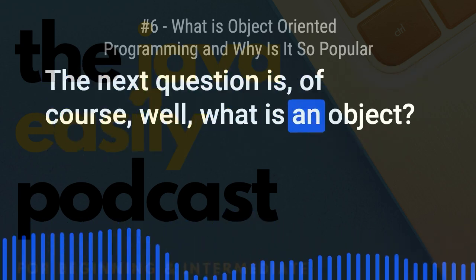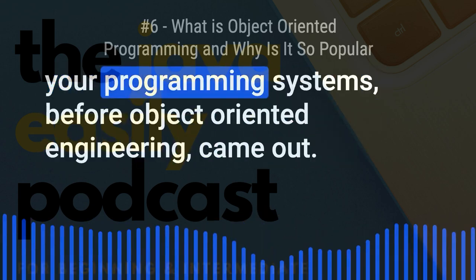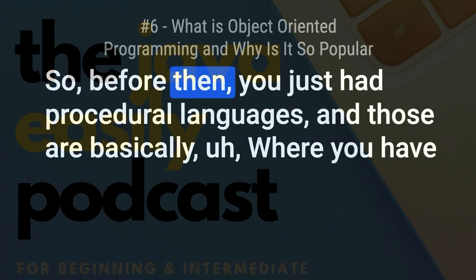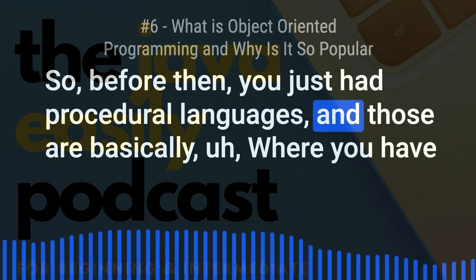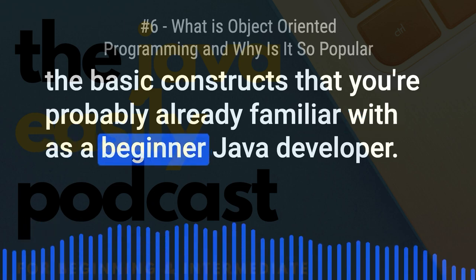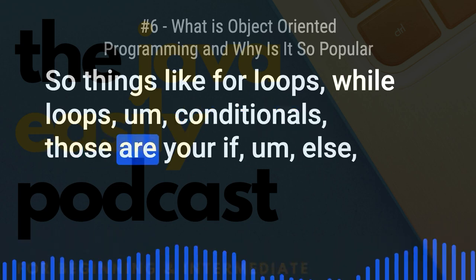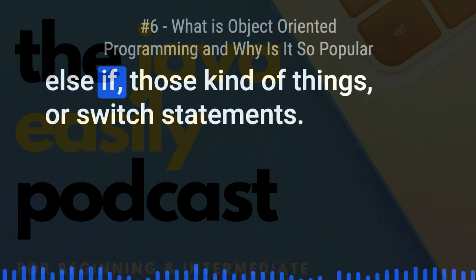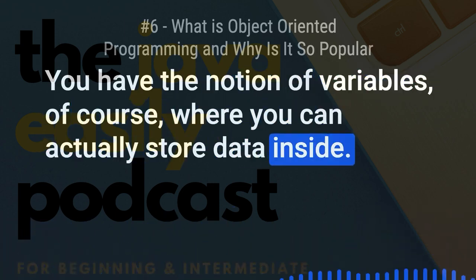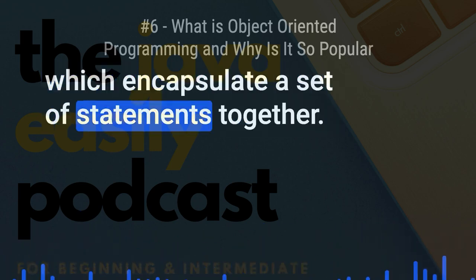The next question is, of course, what is an object? Well, in order to answer that, it's instructive to have a look at what you had to do when you were programming systems before object-oriented engineering came out. Before then, you just had procedural languages, where you have the basic constructs that you're probably already familiar with as a beginner Java developer. So things like for loops, while loops, conditionals, your if, else, else if, or switch statements. You have the notion of variables, where you can store data, and you have the notion of methods or procedures which encapsulate a set of statements together.